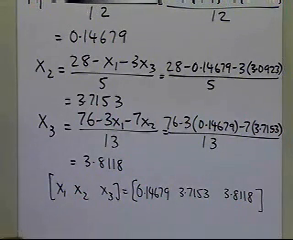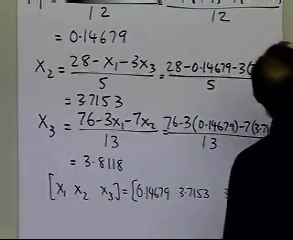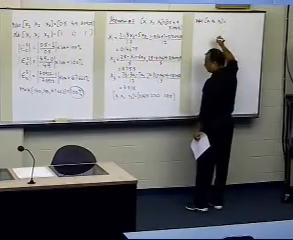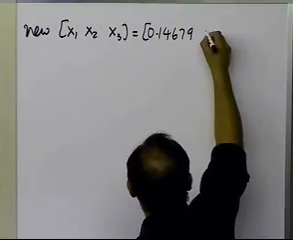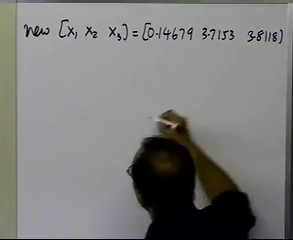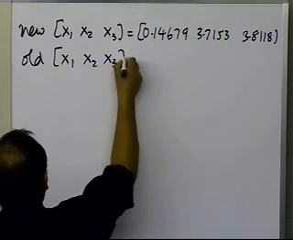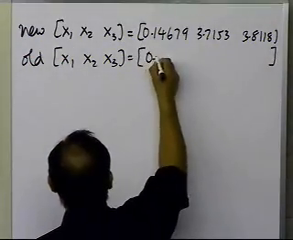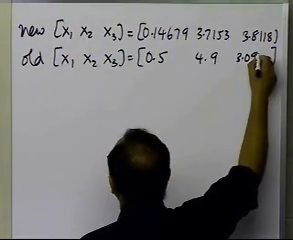Now what we're going to do is, again, we have to calculate the absolute relative approximate errors. So our new x1, x2, x3, which I just wrote a little while ago, is 0.14679, 3.7153, and 3.8118. And the old guess will be the one which we obtained at the end of the first iteration, or these are the values we used when we started this iteration: 0.5, 4.9, and 3.0923.